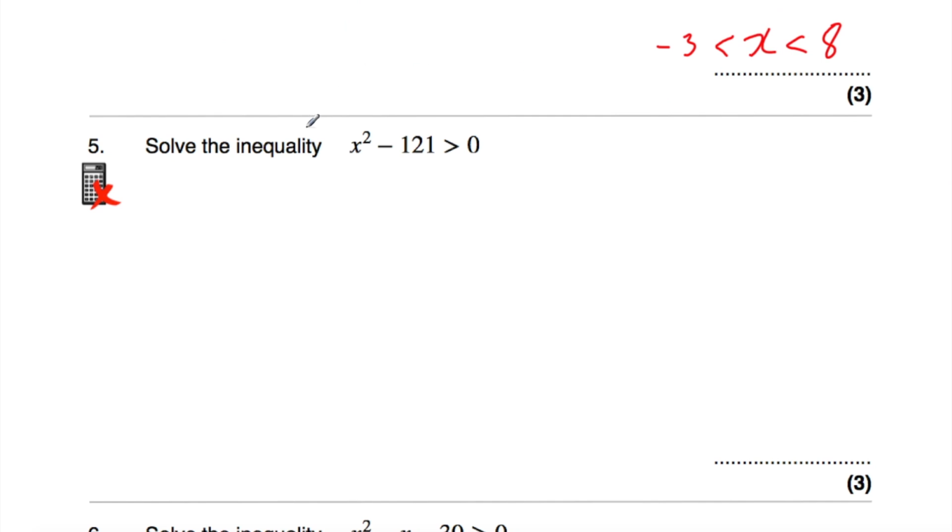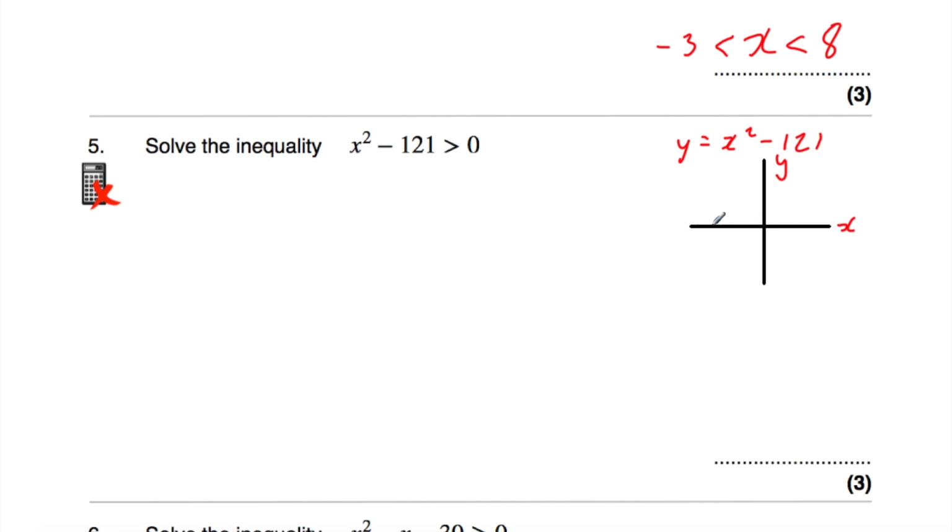Okay, so question number 5 is solve the inequality x squared minus 121 is bigger than 0. Now this one looks slightly different than the other ones. It's still a quadratic, so let's sketch our quadratic of y equals x squared minus 121. So let's draw our x-axis and our y-axis. So we've got our axes, our x-axis and our y-axis. And let's sketch the quadratic.